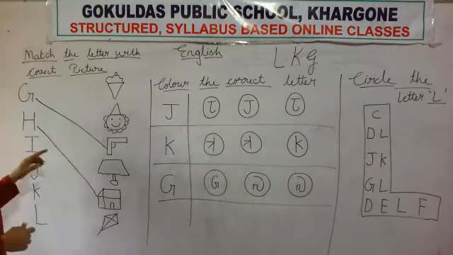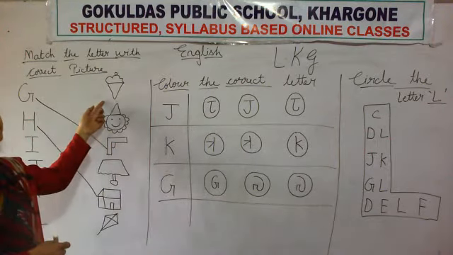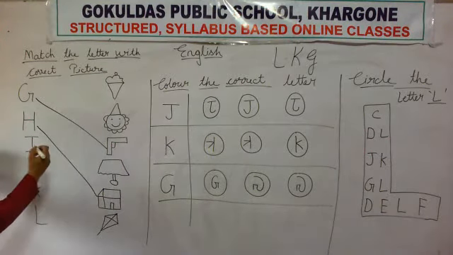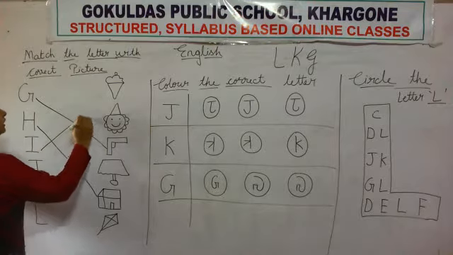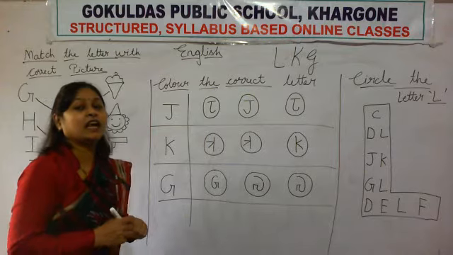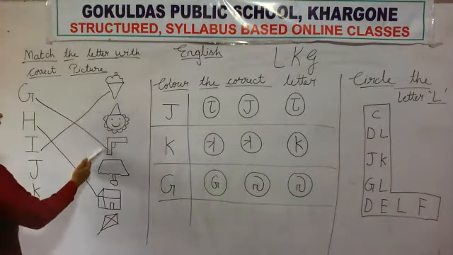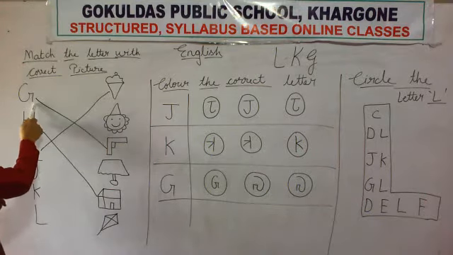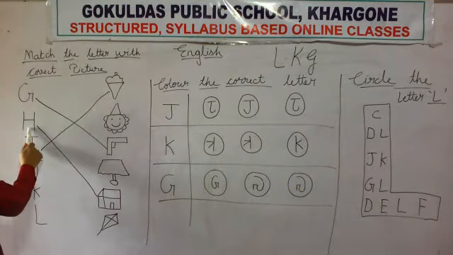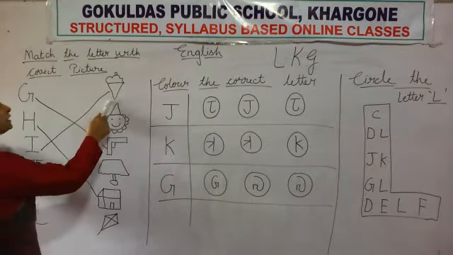Okay. Now which letter is this? I. I for ice cream. Yes. So we will match I with ice cream. G for gun. H for house. I for ice cream.